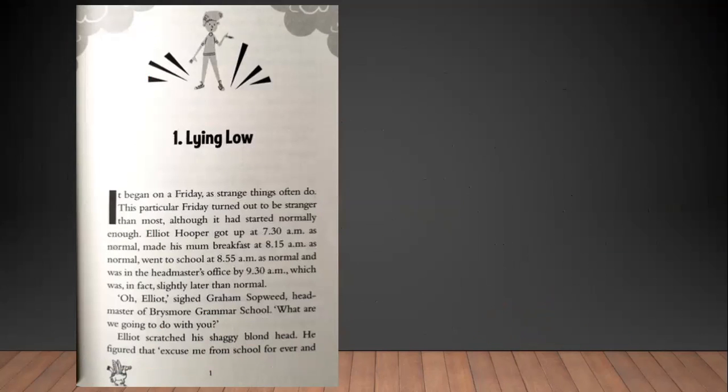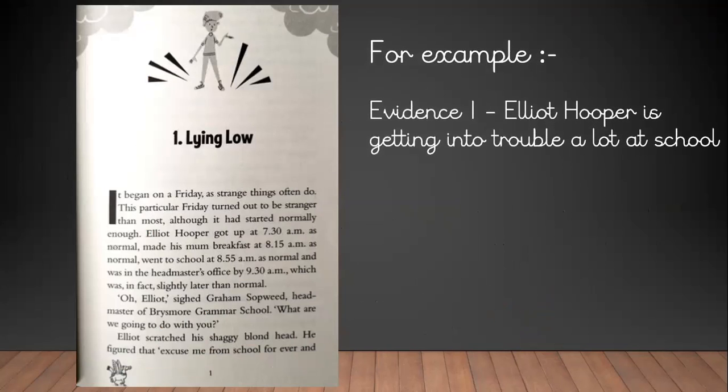So on this first page, evidence number 1 might be Elliot Hooper is getting into trouble a lot at school. I know that because it said that he was in the headmaster's office by 9:30 a.m. So that's him getting into trouble. We know he's getting into trouble a lot because it then says, which was in fact slightly later than normal. So that shows that him being in the headmaster's office in the morning is completely normal. Him being in trouble seems to be completely normal. So that's evidence number 1.